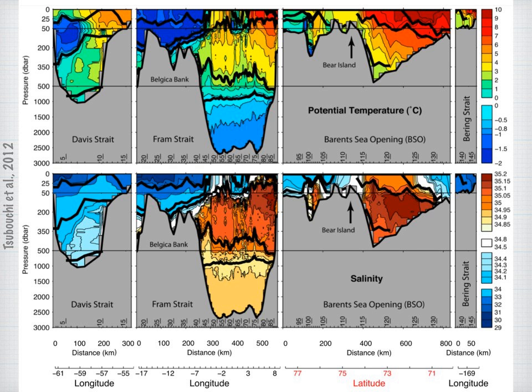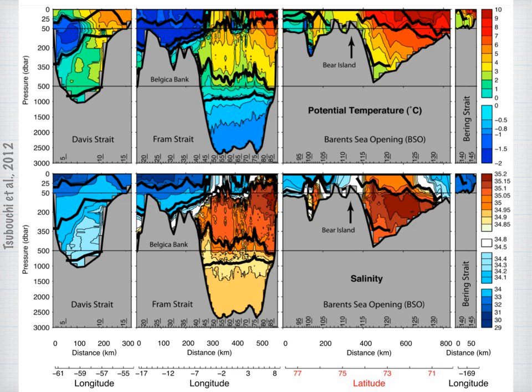So to set the scene, let me show this beautiful figure from Takamasa Shibuchi's paper in 2012, and it is a figure of Arctic gateways. So you go Davis Strait, Fram Strait, Barents Sea opening, Bering Strait from left to right, and its potential temperature and salinity measured from ships and maybe some moorings as well.